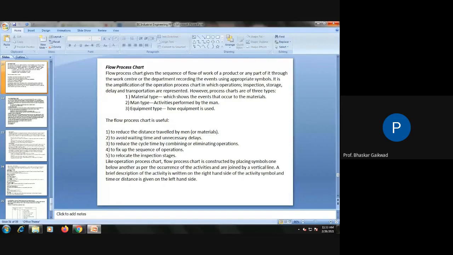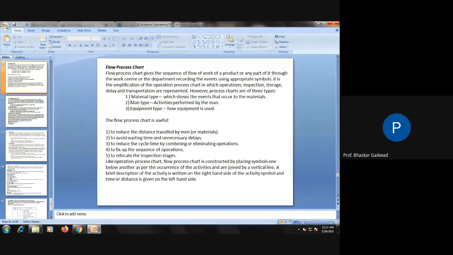Is it possible to reduce distance or time so that there is no effect on the quality, and a smooth flow of the materials? Delay should not be there, bottlenecks should not be there, and it is very easy to handle by the supervisors or managers. Okay, so these things are actually required in the process.